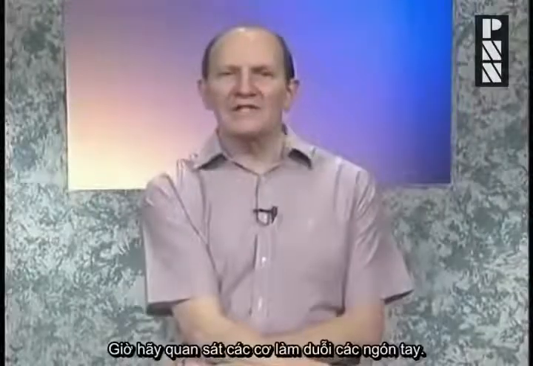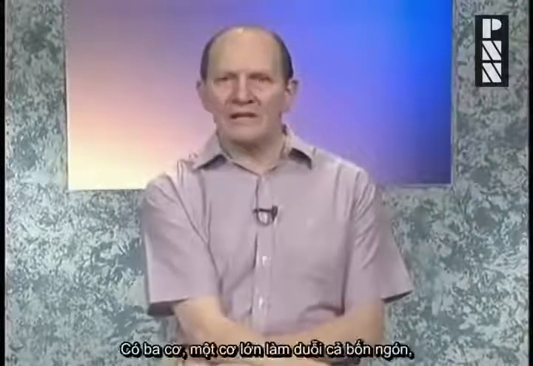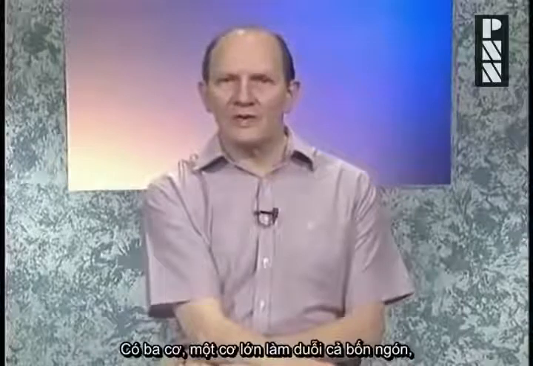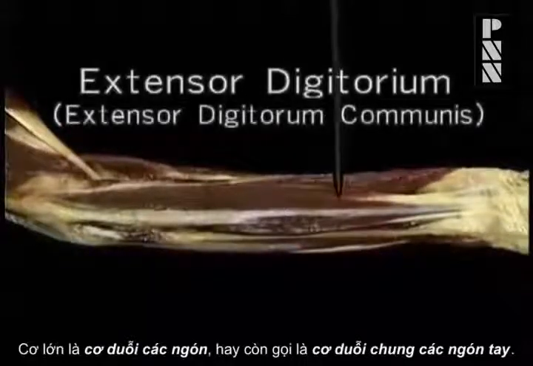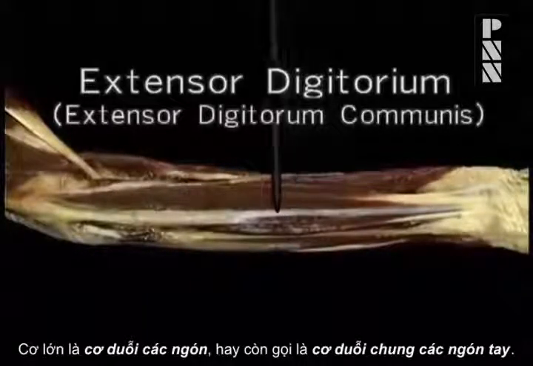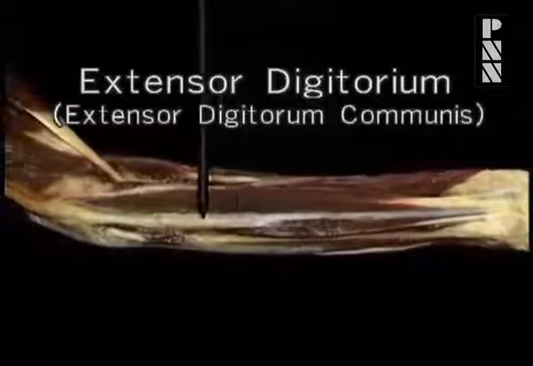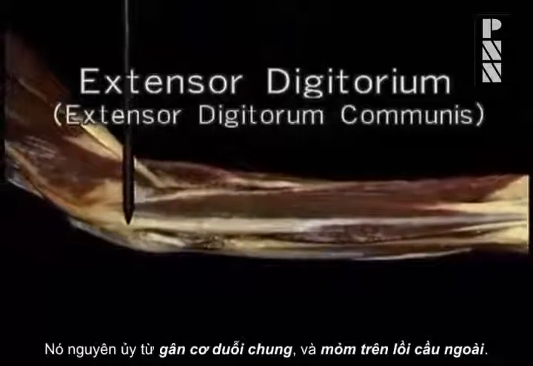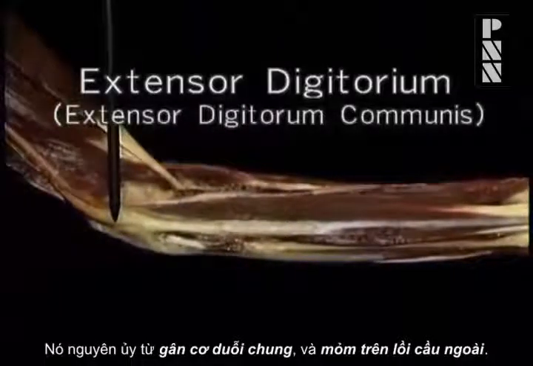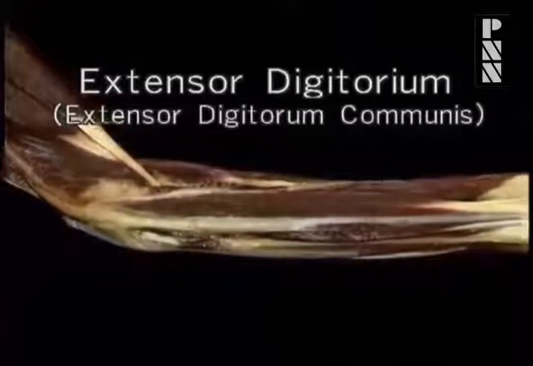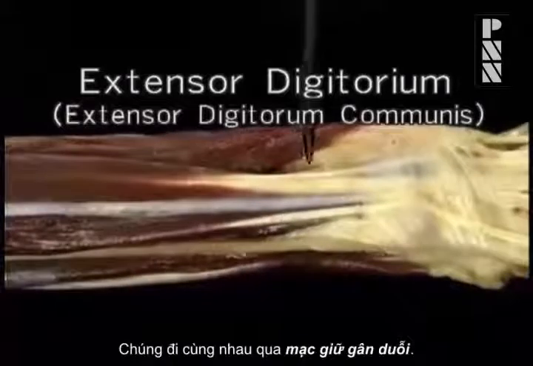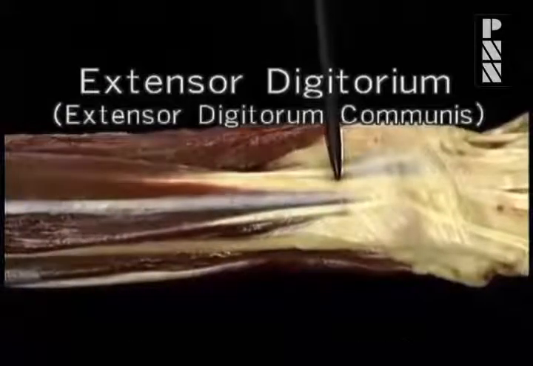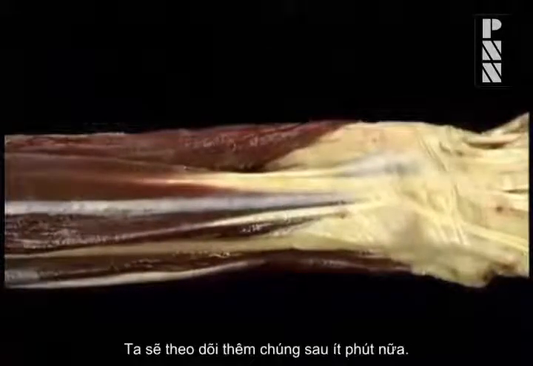Now let's look at the muscles that extend the fingers. There are three: a large one that extends all four fingers and two small ones for the index and little fingers. The large one is extensor digitorum, sometimes called extensor digitorum communis. It arises from the common extensor tendon and thereby from the lateral epicondyle. As it passes distally, it divides into four slips, which pass together under the extensor retinaculum. We'll follow them beyond there in a minute.